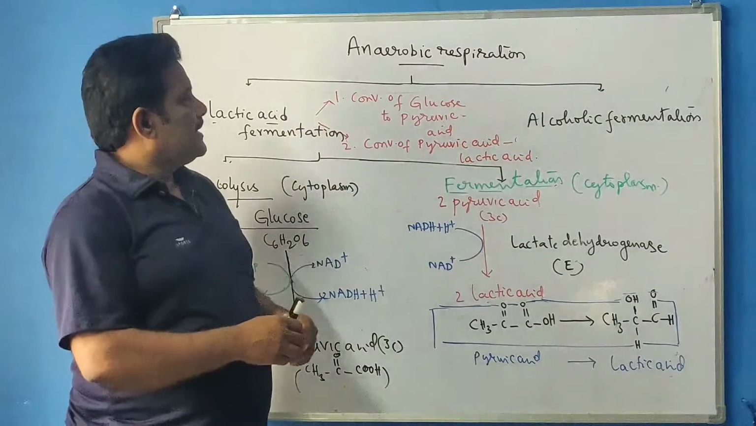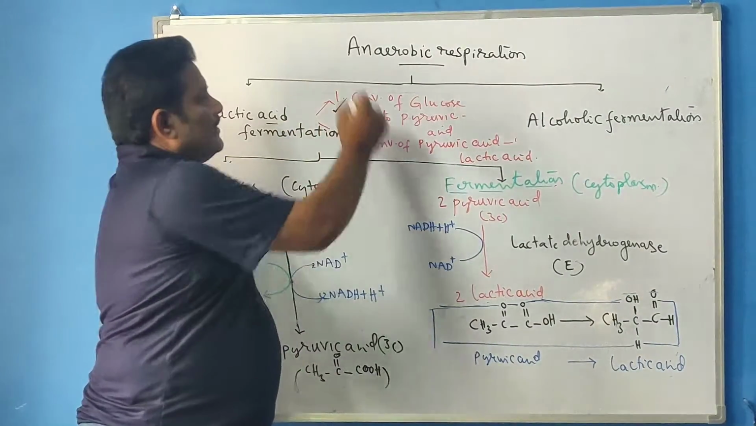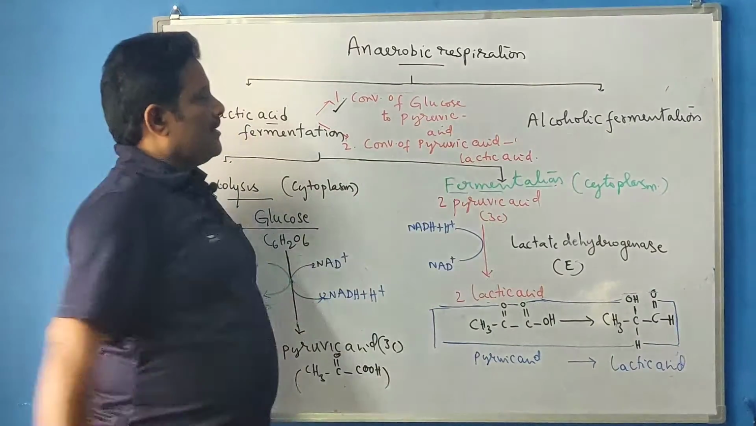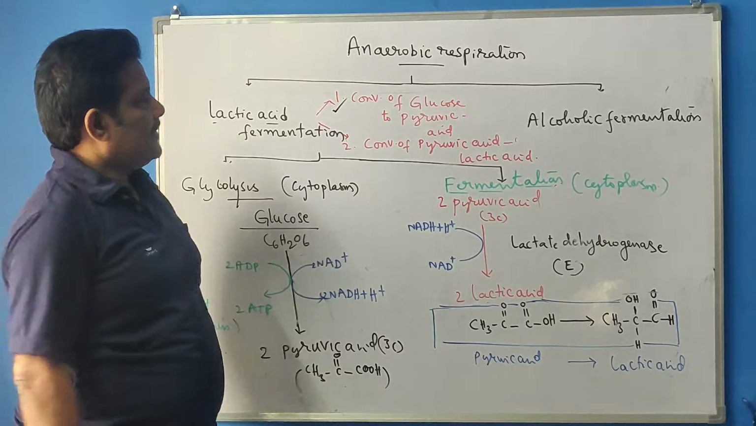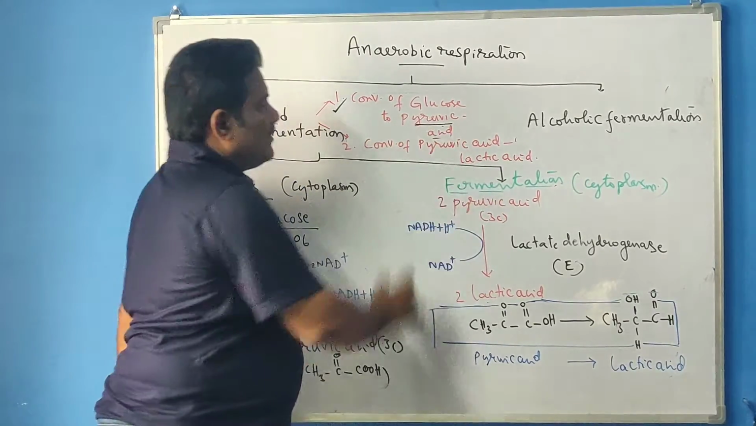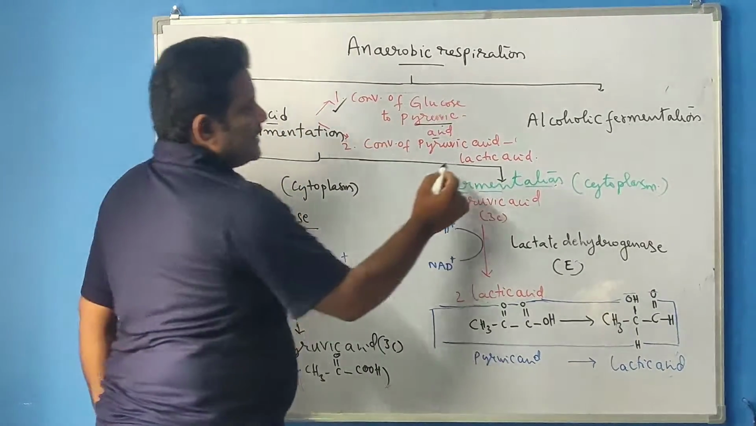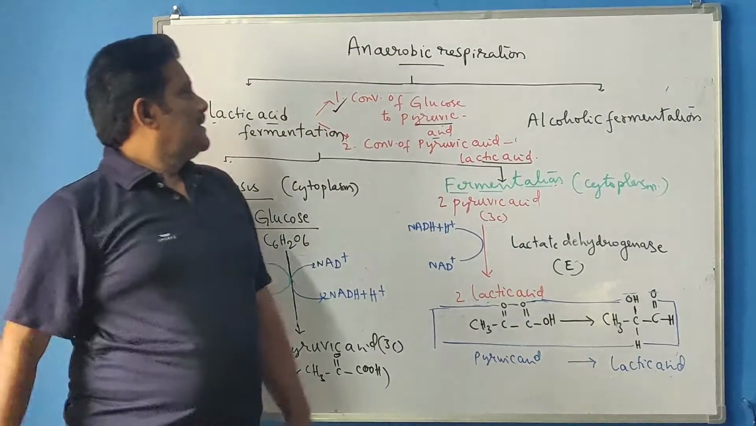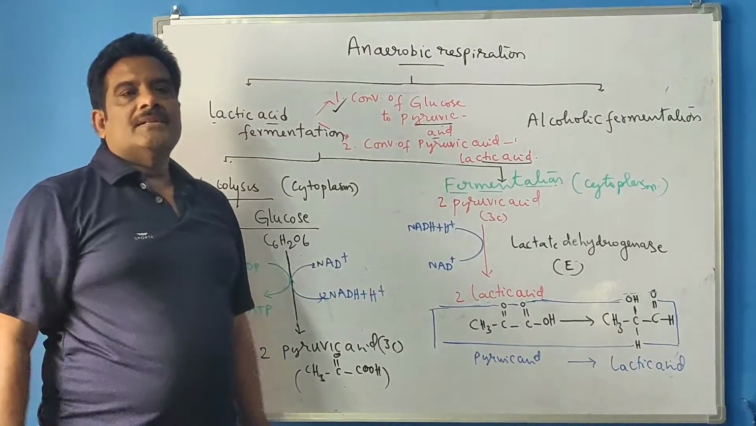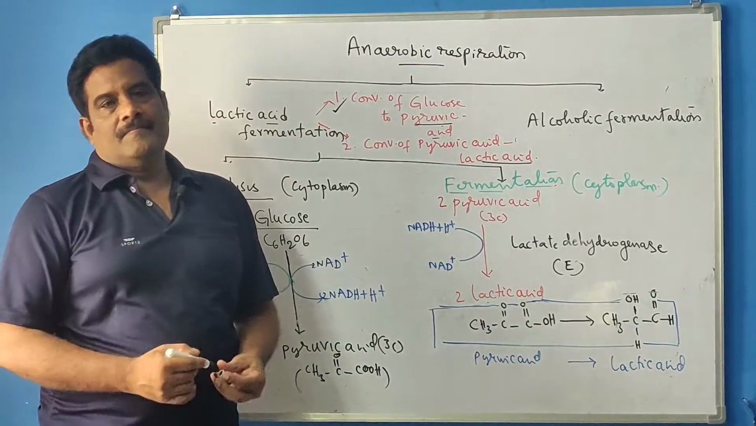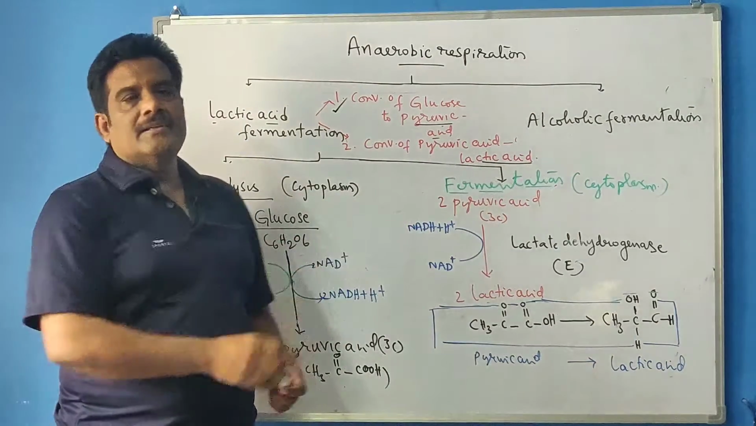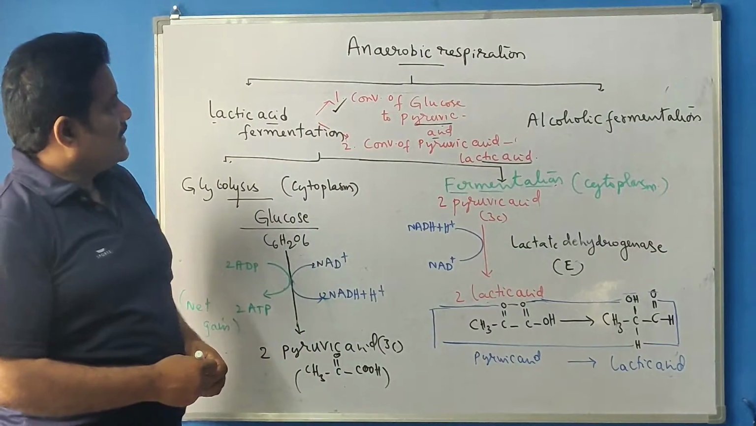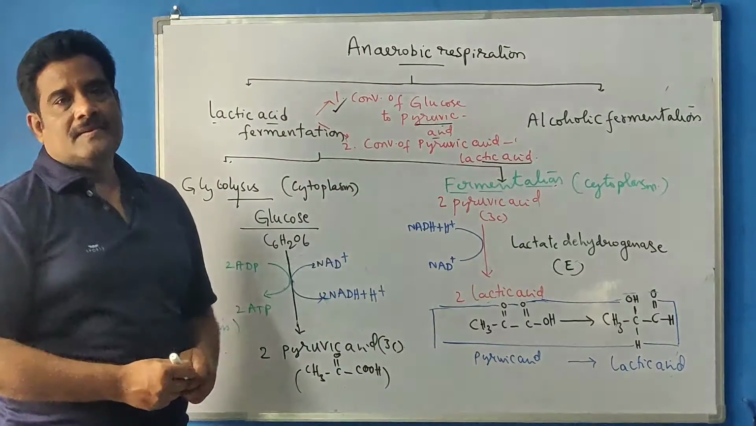In the first step, conversion of glucose to pyruvic acid. This is the first step. And in the second step, conversion of pyruvic acid to lactic acid. First of all, pyruvic acid is the end product formed, and this pyruvic acid is reduced to lactic acid. So these two steps are going to be studied under lactic acid fermentation. In the entire process there is no involvement of oxygen.